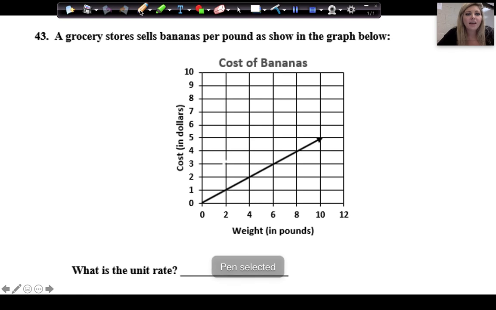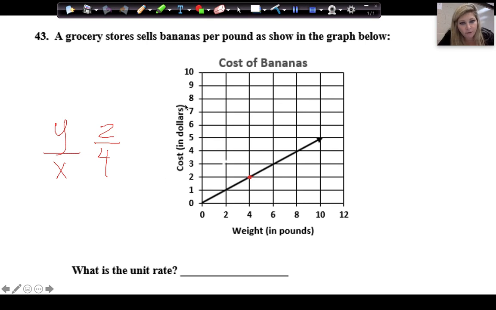Okay. A grocery store sells bananas per pound. So what is the unit rate? Remember, that is your y divided by your x. So we have 2 over here divided by 4. And then if we put that into the calculator, 2 divided by 4, that gives us 0.5.